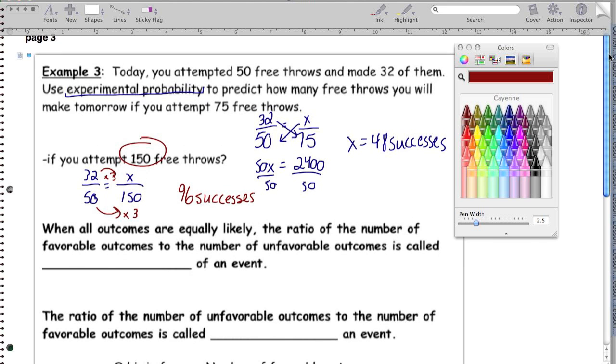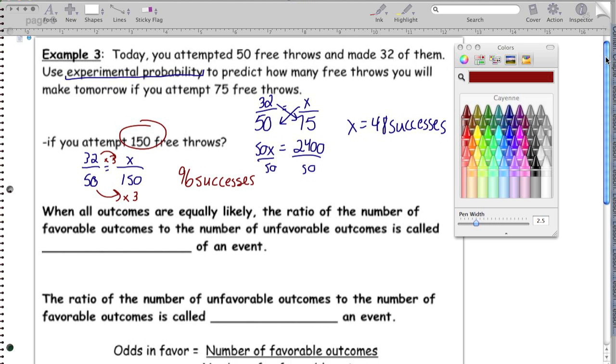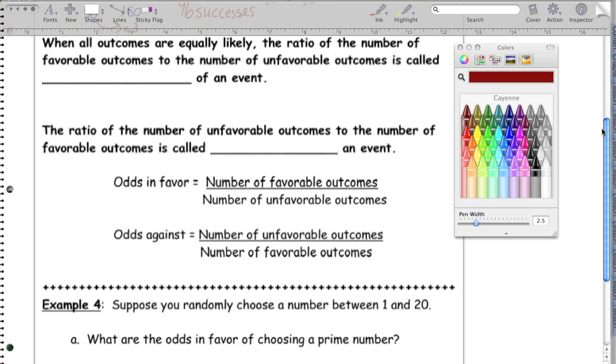So if you were in some kind of competition and you wanted to guess how many you're going to get correct, it would be worthwhile to try it on your own, make a few trial experimental probabilities first, and use that probability rather to predict what you're going to do in the real contest.